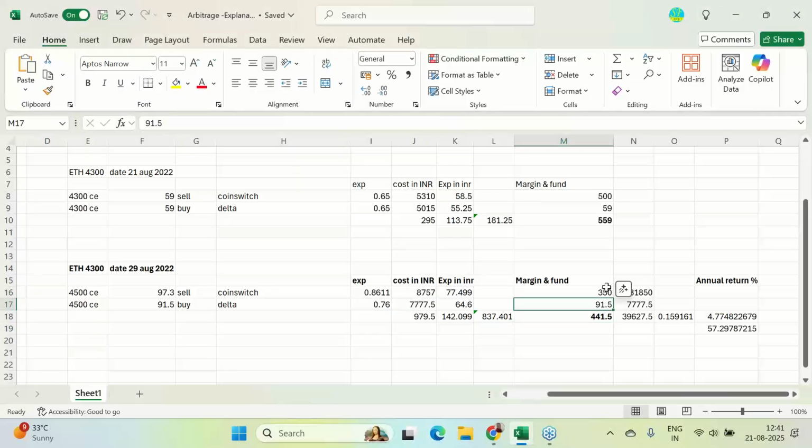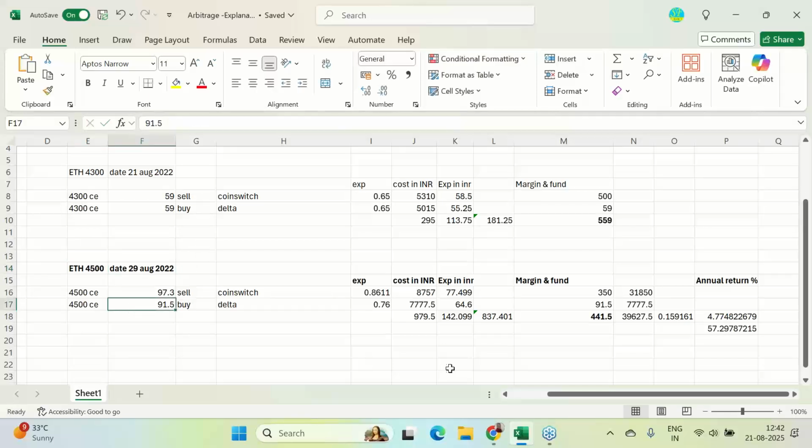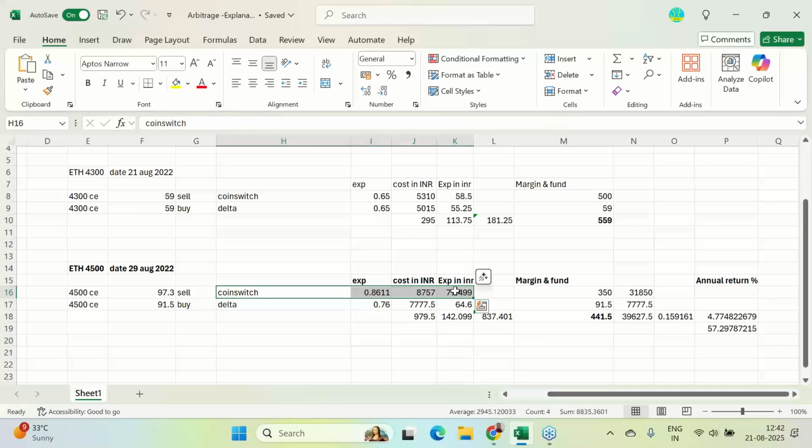However, if it is totally expiring out of the money, and by 29th August it never comes to 4,500, what will be my gain? This is a fixed gain. I am not going to get anything more than that. I will allow this particular coin switch position to expire worthlessly by the exchange, so these expenses will not come for me. The 78 rupees I will not incur.